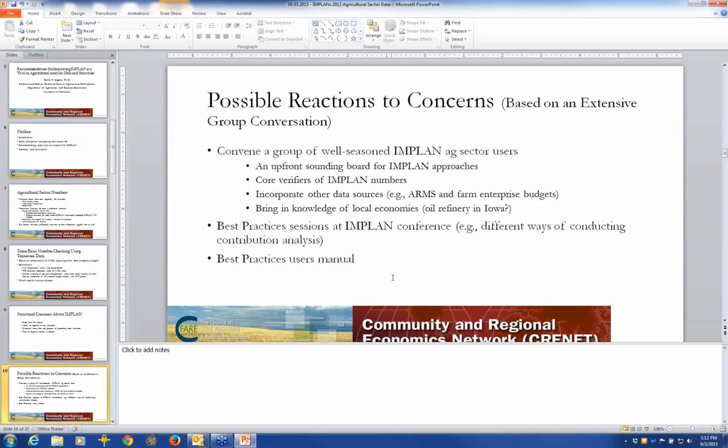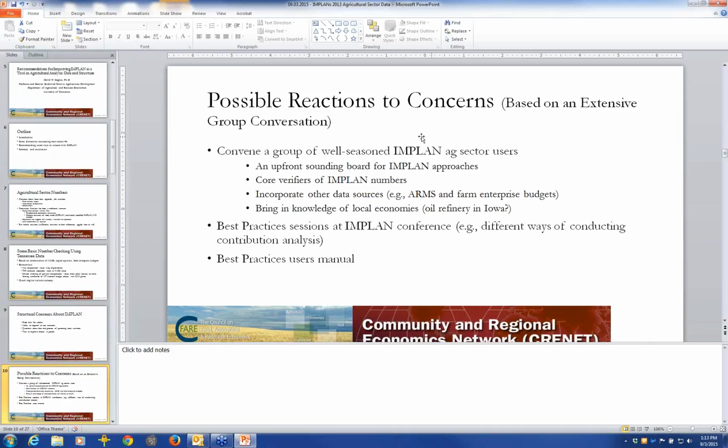And one possible reaction to the concerns, and this is based on an extensive group conversation. What I did was I convened a group of well-seasoned IMPLAN sector users, people like Dave Swinson and Steve Deller, and the usual parties out there. And this is what we came up with, a possible set of approaches to making IMPLAN, quote, work better, especially as it relates to the agricultural sector.